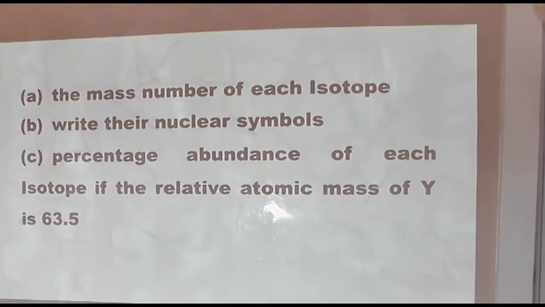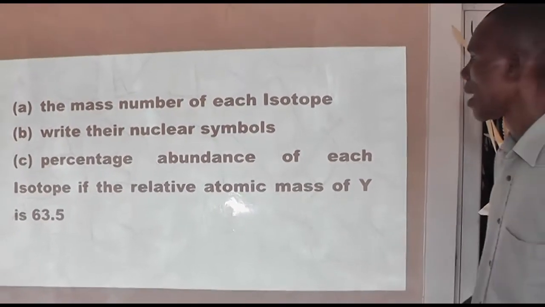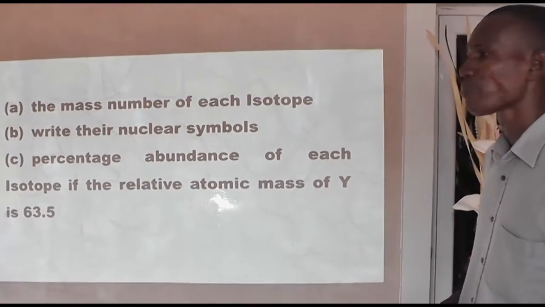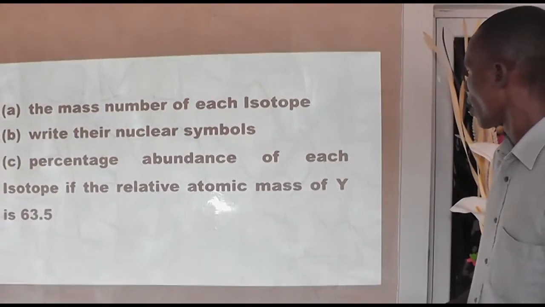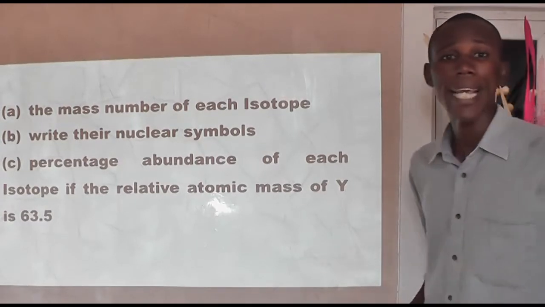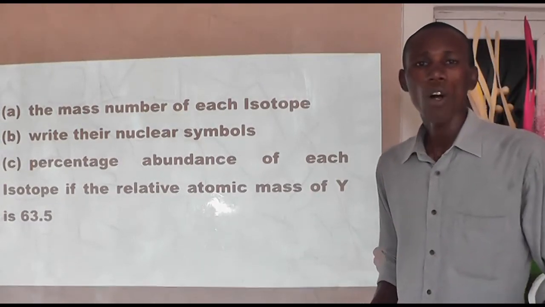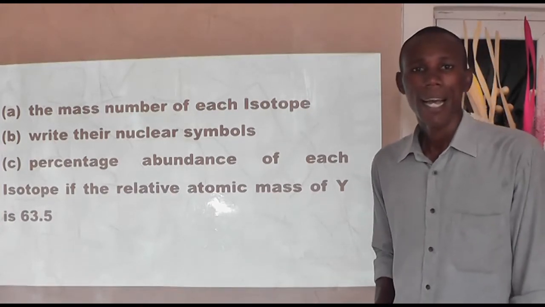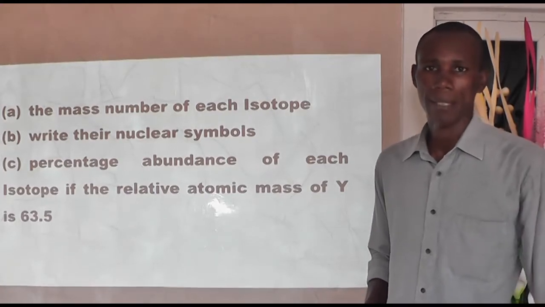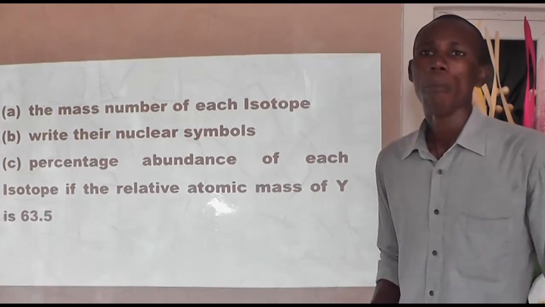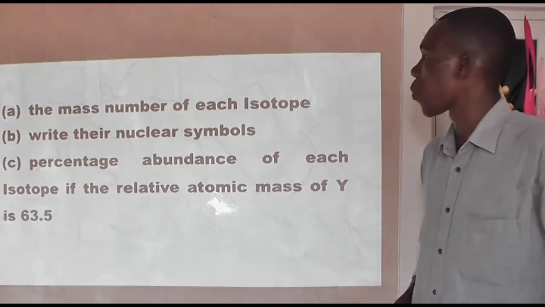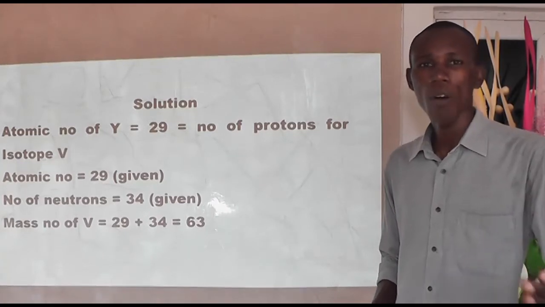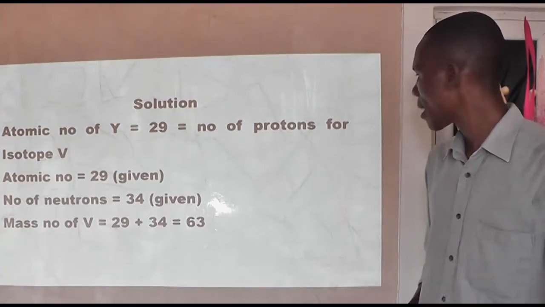I want you to know that each of the elements given here, element Y, is a representative of any element. I also want you to know that V and T are assumed elements. But by the time we finish answering this question, we will be able to tell categorically what element Y is.